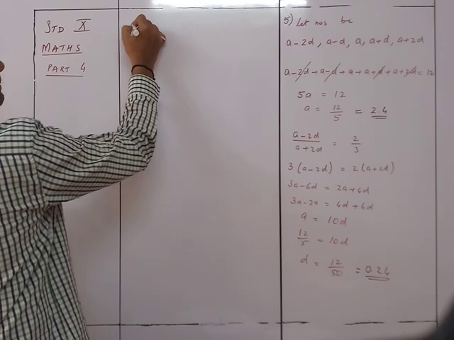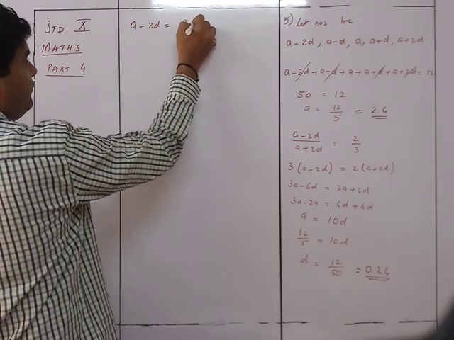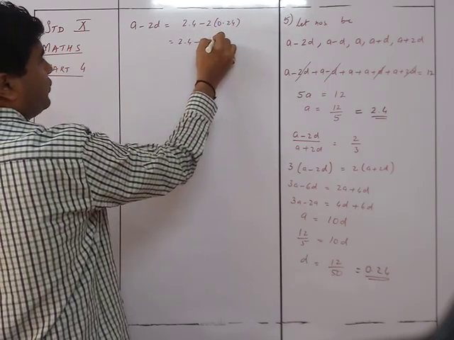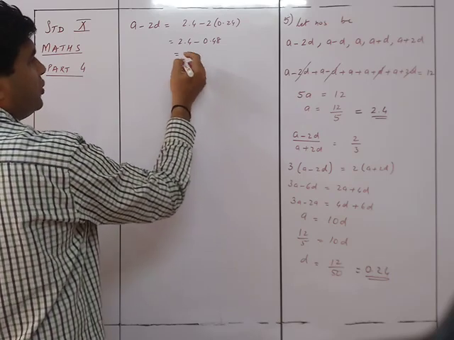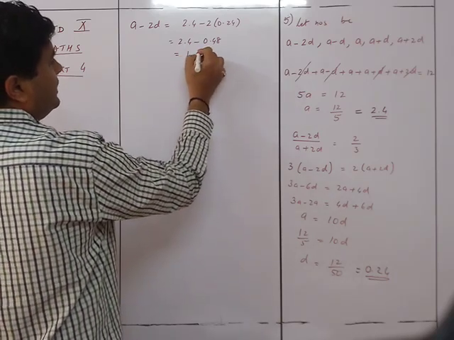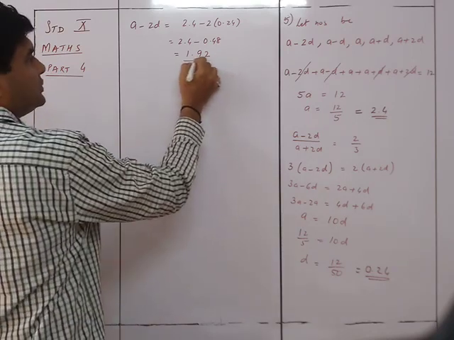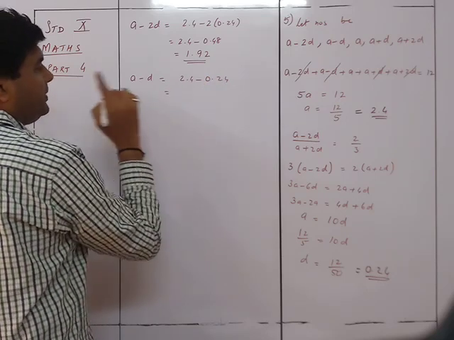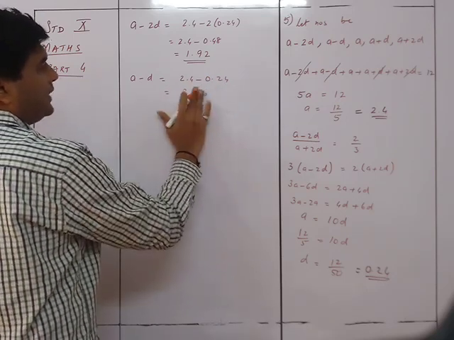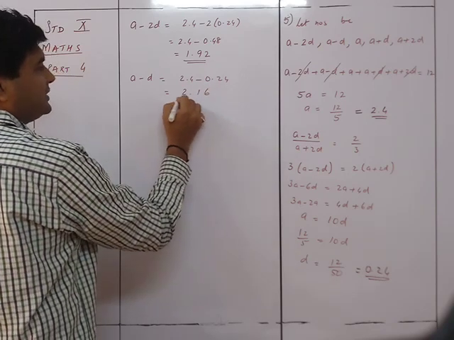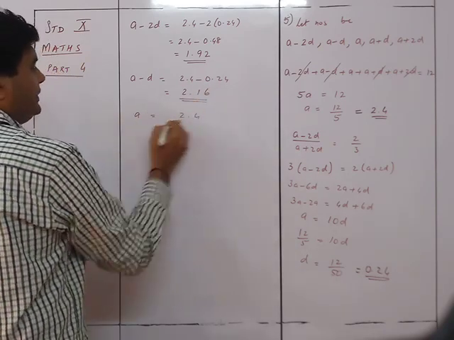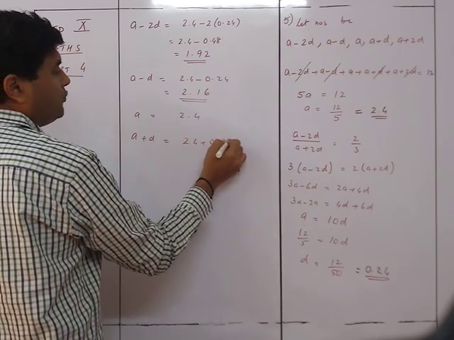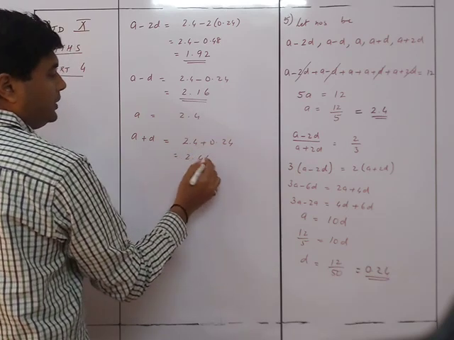So first thing is A minus 2D will be equal to 2.4 minus 2 into 0.24. So that will be 2.4 minus 0.48, which will give me 1.92. Okay, so that will be the first thing. A minus D will be 2.4 minus 0.24. That will be 2.16. Then A will be 2.4. Then A plus D will be 2.4 plus 0.24, sorry, 2.64.